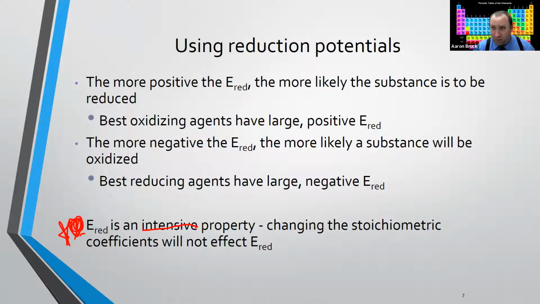If I end up needing to double a reaction to make sure that I have enough electrons to balance it out, that's not going to affect its reduction potential. I'm not going to have to double the reduction potential as a result. The only thing they have in common is that if I flip the reaction, I flip the sign, same as what we did before with Hess's law. Other than that, we treat it completely differently.